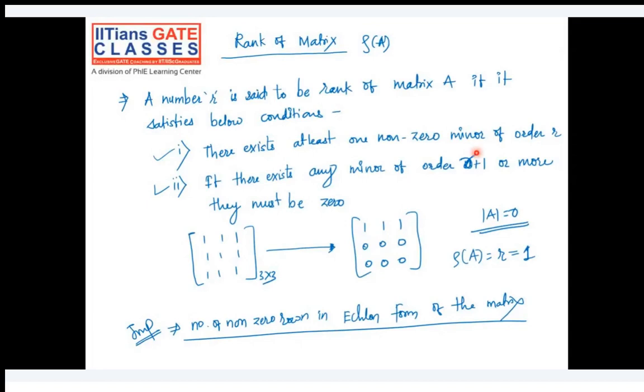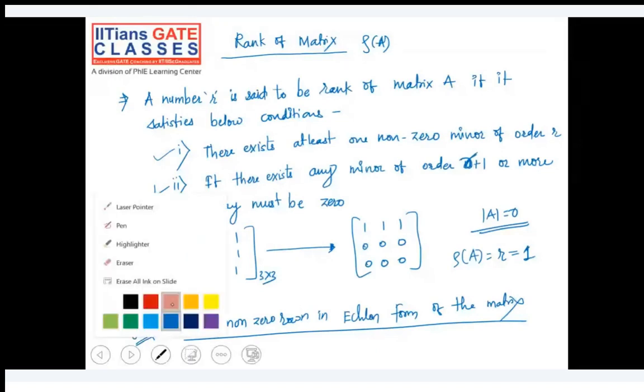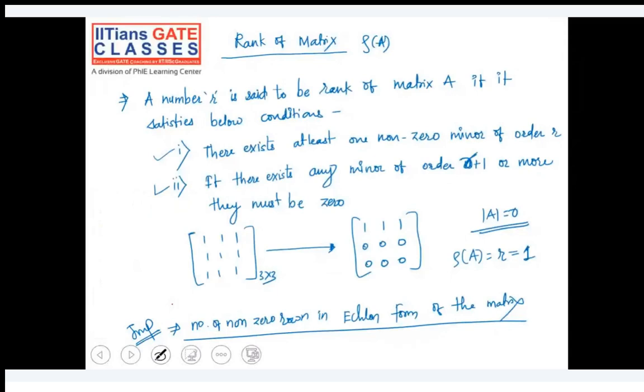What is the echelon form of the matrix? The echelon form is like converting the matrix into an upper triangular matrix, such that the diagonal terms are unit, or 1 you can say. So 1 1 1.